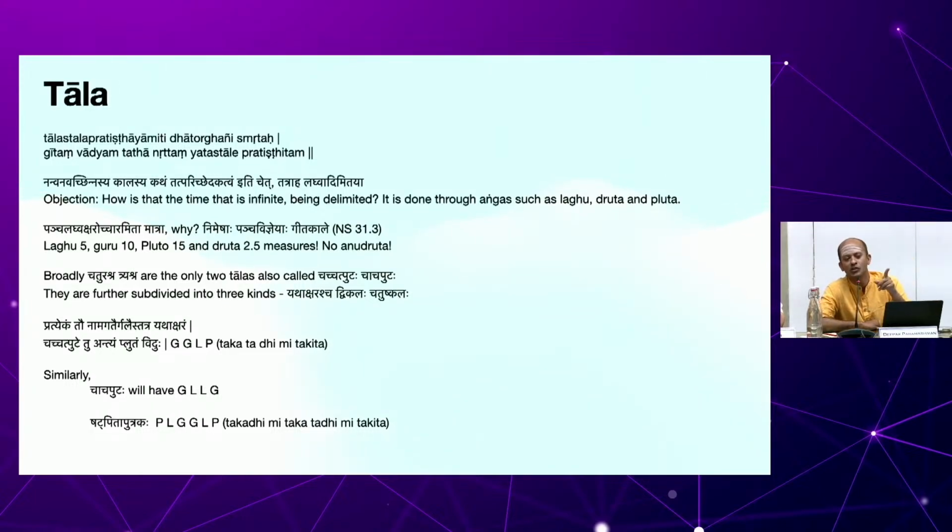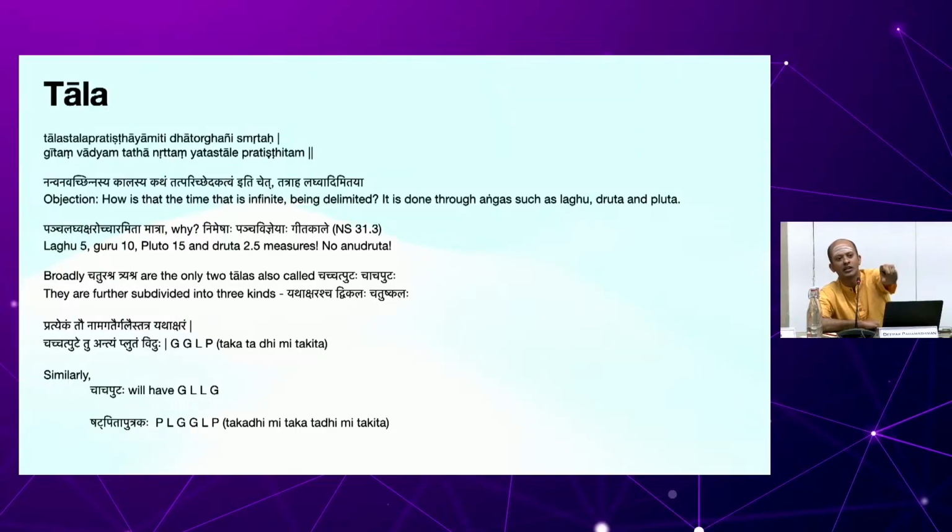These are also called Chachat Putta and Chacha Putta in Ratnakara. And very interestingly, he says, Yathaksharascha Dvikalaha Chatushkalaha. There are 3 kinds within this. You just read the name of the tala itself, and depending on the Guru and Laghu, that will become Yathakshara. And there are some exceptions here and there.